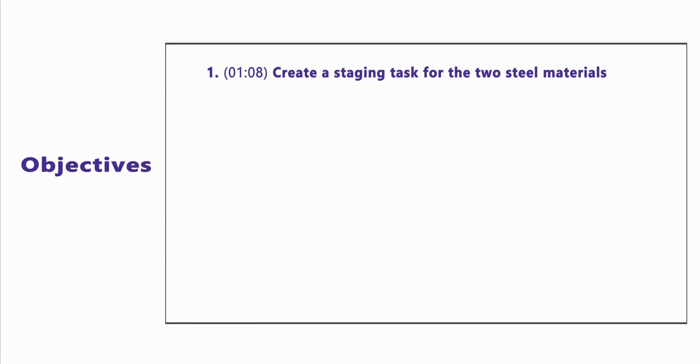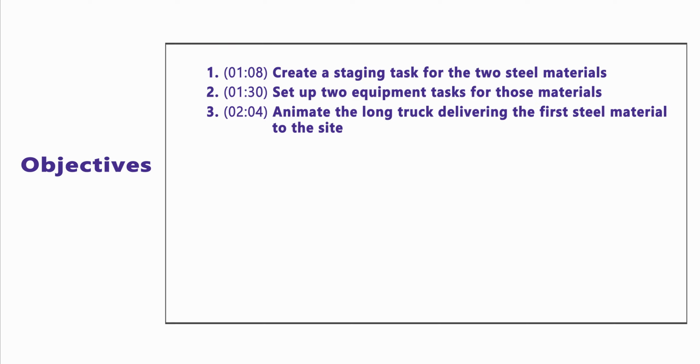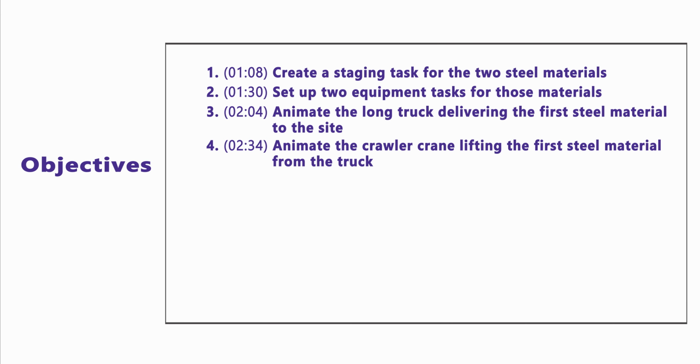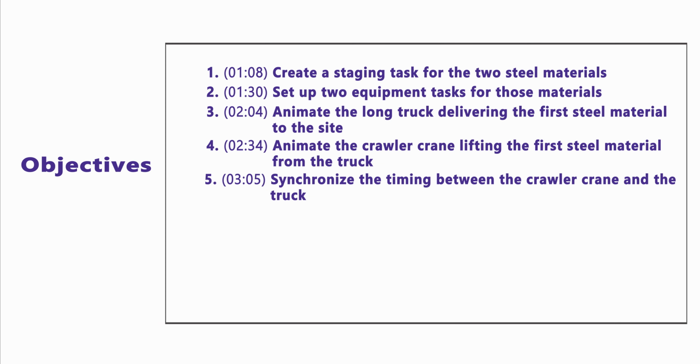In this tutorial, we'll guide you through 9 key steps. First, create a staging task for the two steel materials. Next, set up 2 equipment tasks for those materials. Animate the long truck delivering the first steel material to the site. Animate the crawler crane lifting the first steel material from the truck. Synchronize the timing between the crawler crane and the truck.